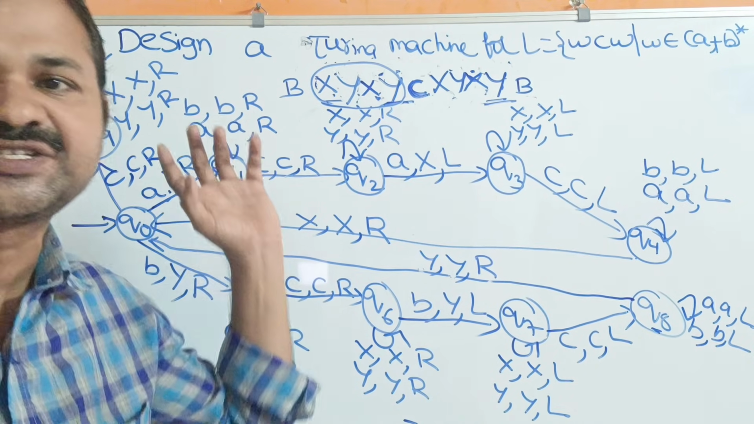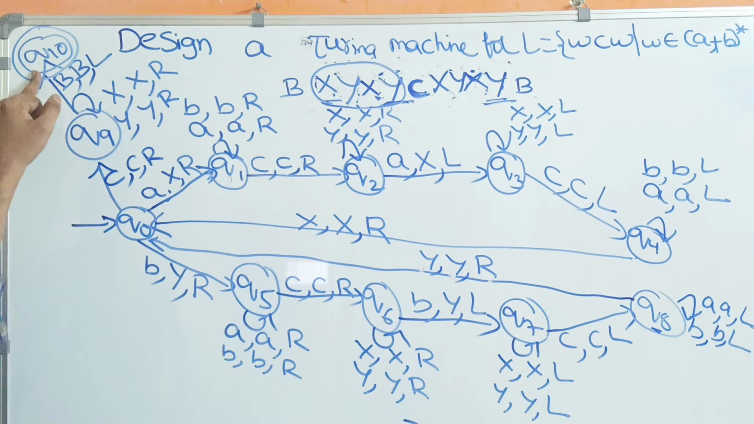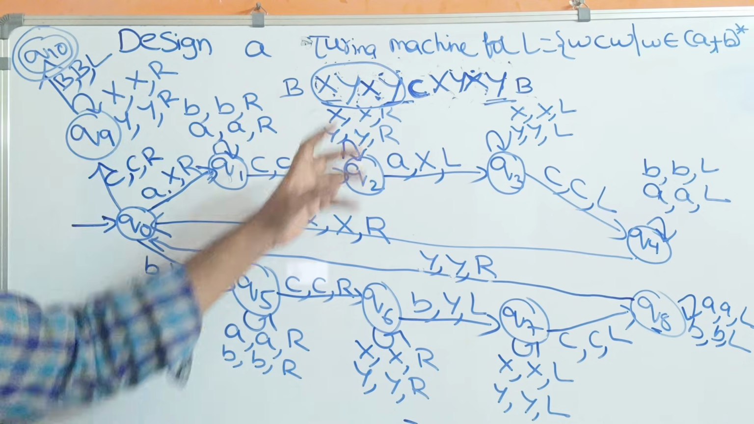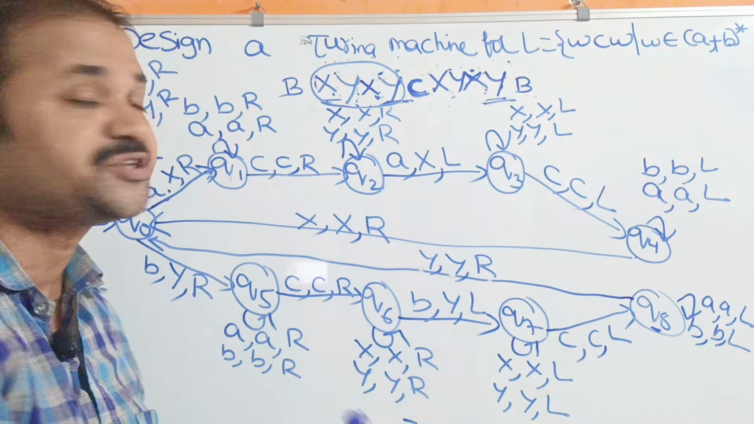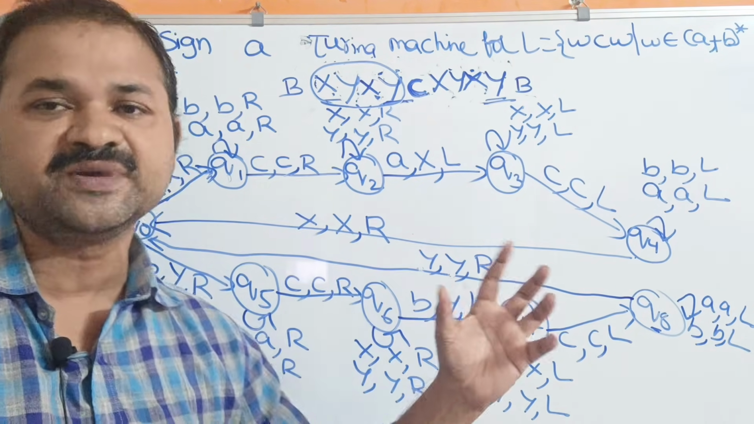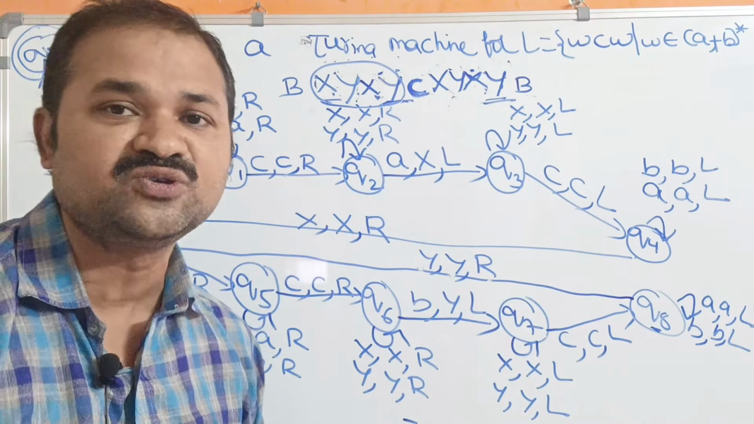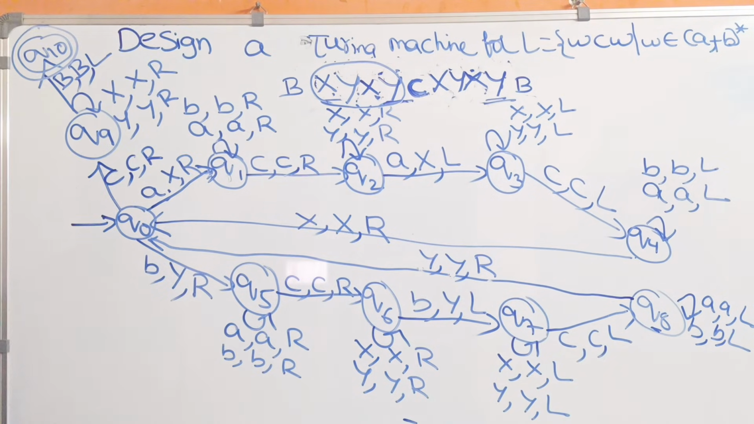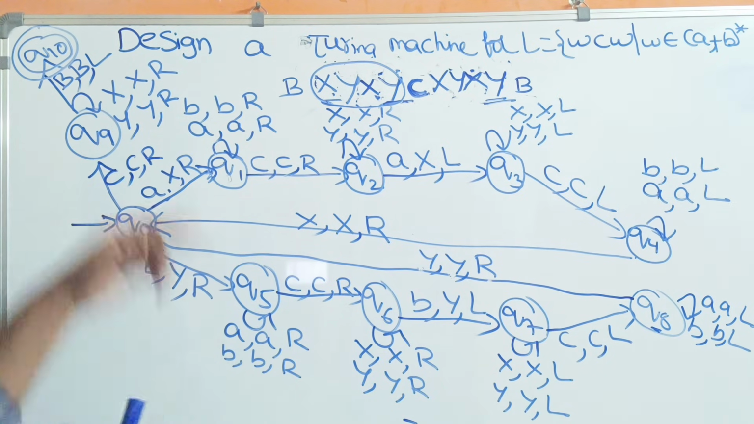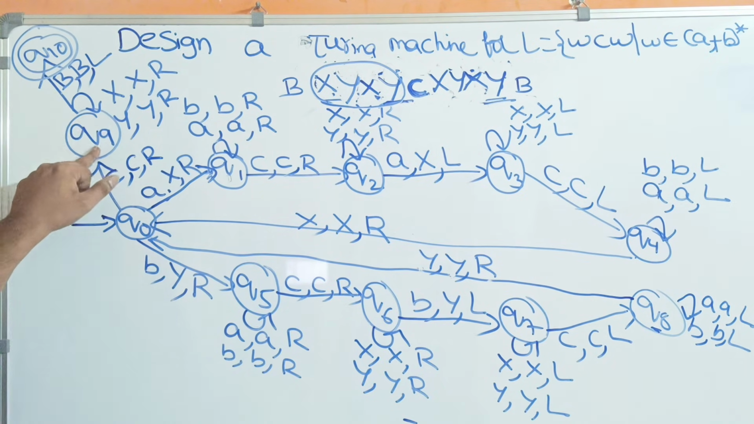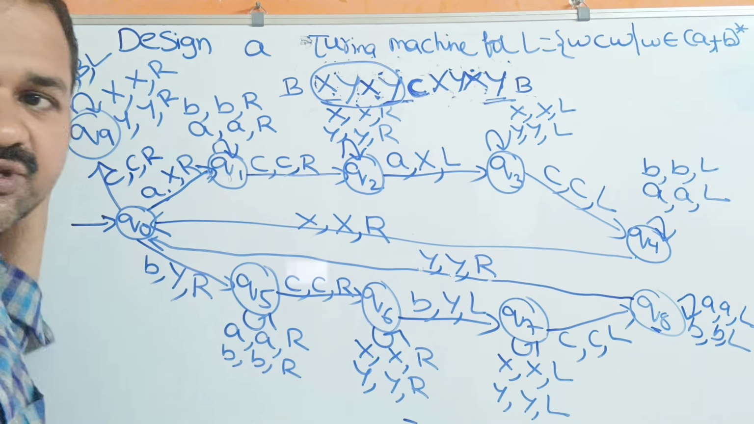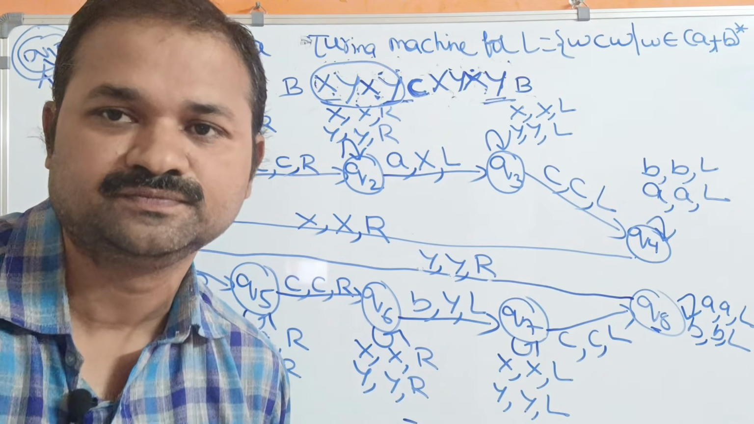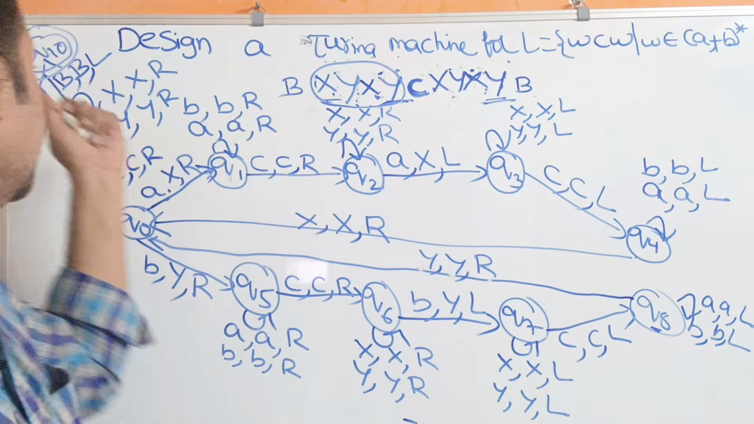So final state means what? This is our final state, Q10. So this is our acceptance state. So with this we can conclude that this is our correct Turing machine. This Turing machine accepts a language WCW, where W means a combination of A's and B's. So if we have blank symbol on Q9, then keep it as blank symbol only, but move the head towards the left. So now we are at Q10 state. Q10 is nothing but the final state.